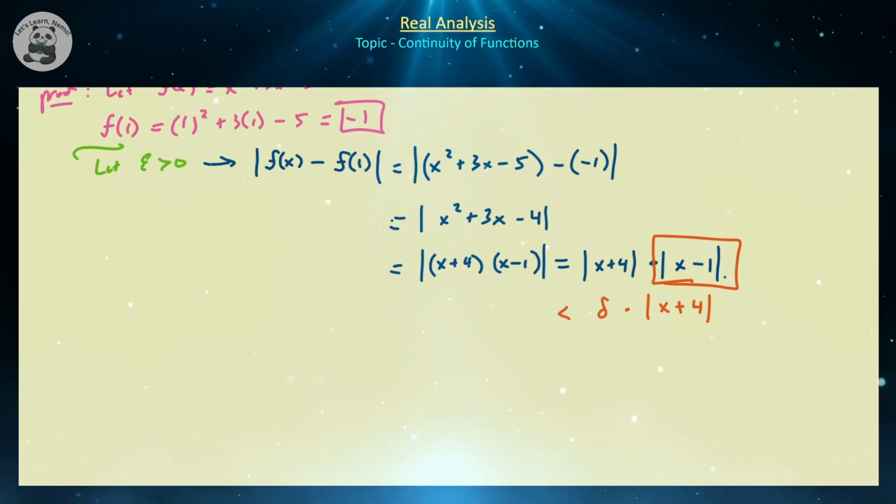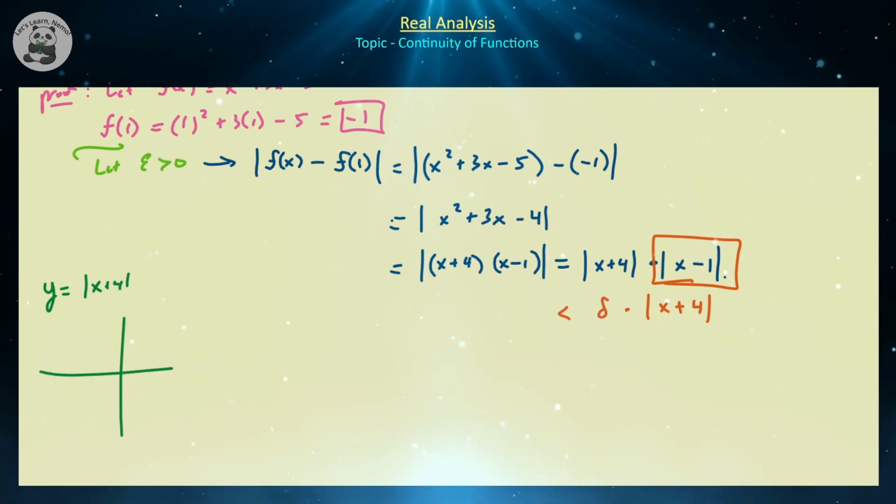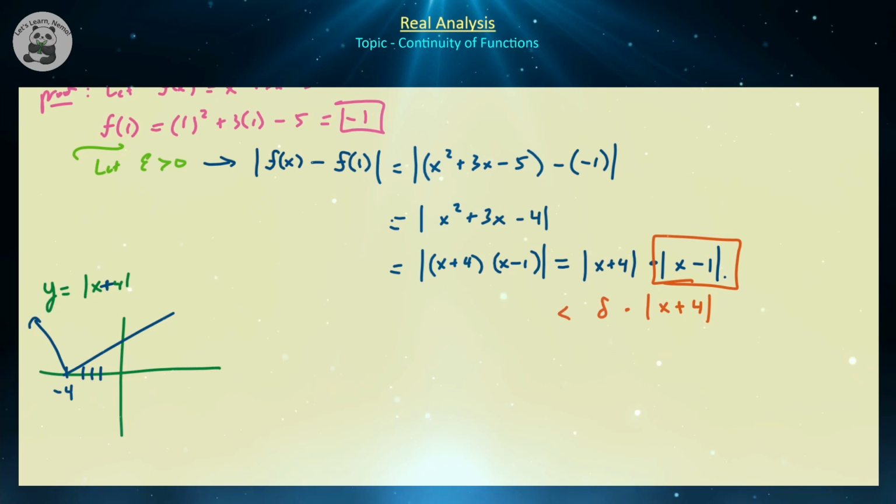But if we know anything about the absolute value of x plus 4, what exactly does that curve look like? So x plus 4, the absolute value, is going to have a vertex at minus 4, and it's going to be increasing to the right and decreasing to the left. Right? So we are working around x is equal to 1. So when x is equal to 1, what is going on for this particular function?